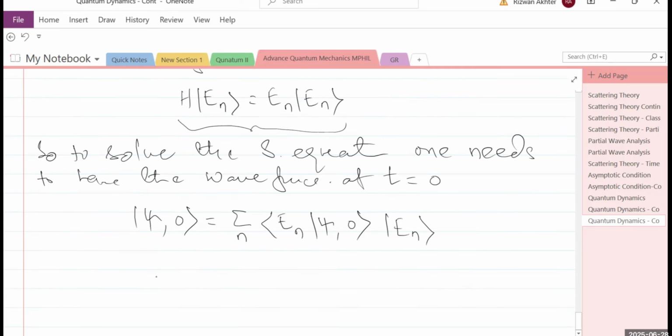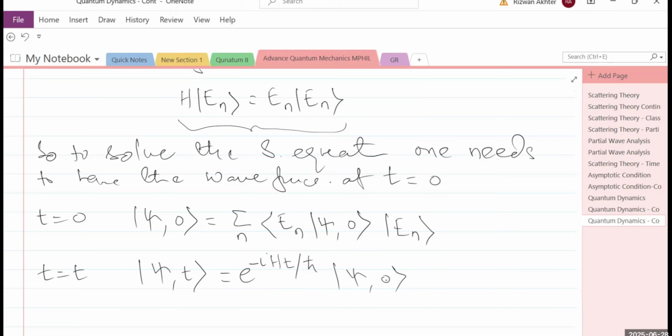And this is written as psi of t, that is, at a later time. So this is at time t equals 0, and this is at time t equals t. At a later time, this would be defined by the time evolution operator e to the power minus iHt over h bar times psi comma 0. So this is the wave function at time t equals 0, and the wave function at some later time, which is t.